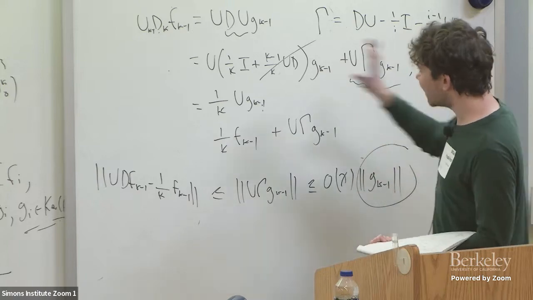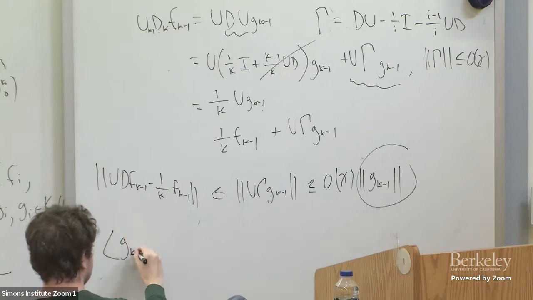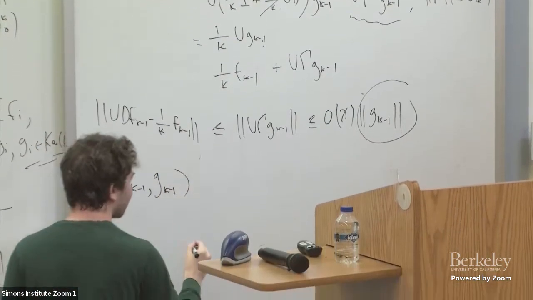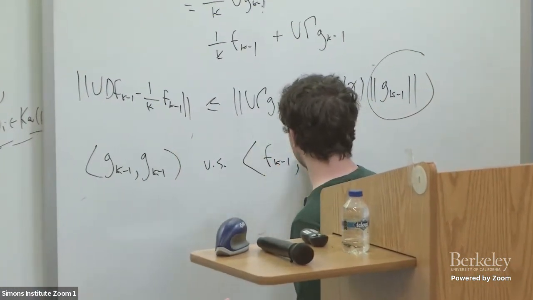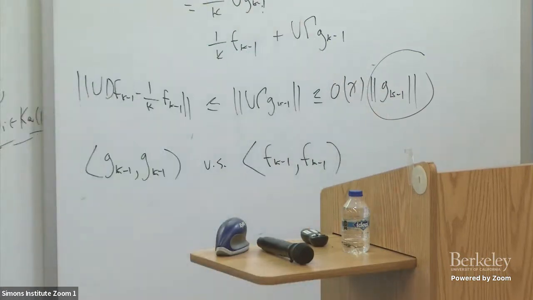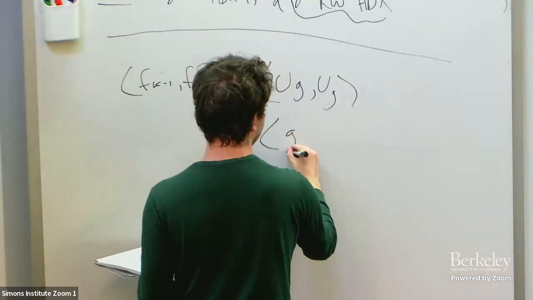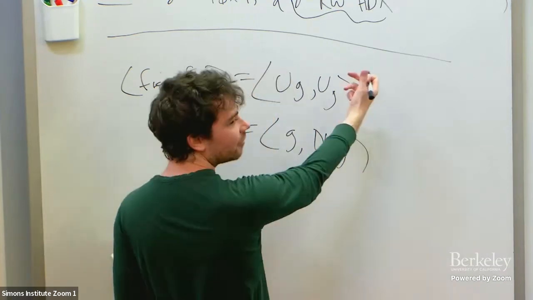But we can just again apply the same trick to fix this. I want to relate g_{k-1} to what I wanted, which was f_{k-1}. I guess people can't see here. Move over here. So f_{k-1} is U g, is, again, I'm just going to do the same trick, is U g, D U g. Now I flip the operators.